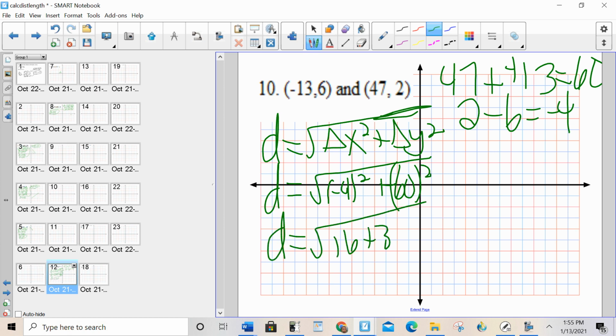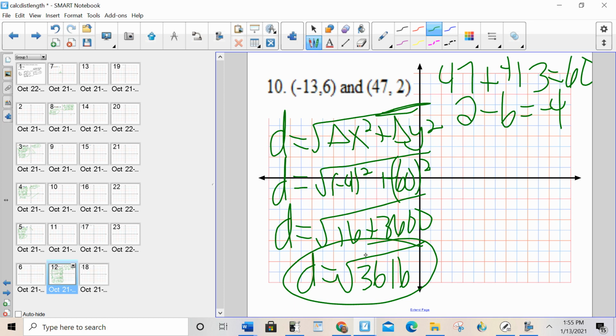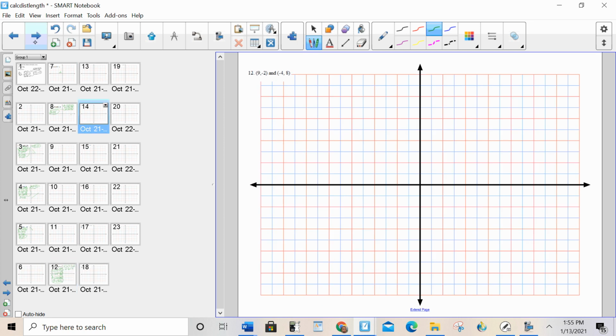16 plus 3,600. Use a calculator if you need to. And that would be radical 3,616. So listen, I want you to count. I feel like a lot of mistakes are made when there's subtraction going on. However, if the numbers are really big, which does not come up often, but if it does, then you'd have to subtract to find delta x and delta y. Is there anything else I want to go over with you? Maybe?